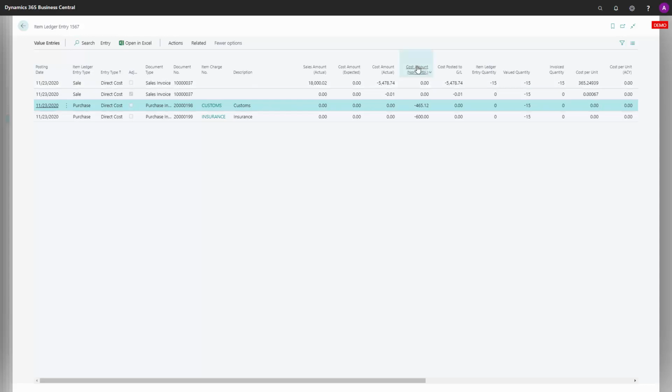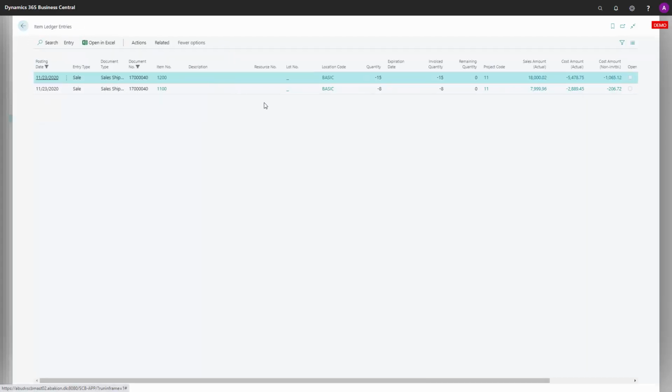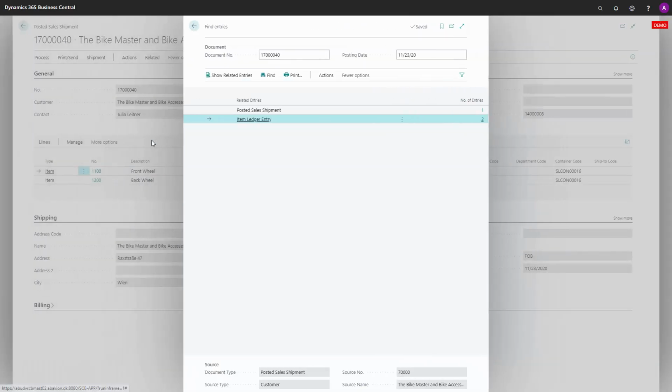The problem is that, being non-inventoriable cost amount, it is not posted to the GL. It's only here, as I can see it, for statistics, and therefore if I'm looking at my statistics on the sales order and the sales shipment, I won't see it. So even though it's actually here with 600 and 465, if I'm looking at the correlated posted sales invoice and also sales shipment, I won't see it in the statistics.